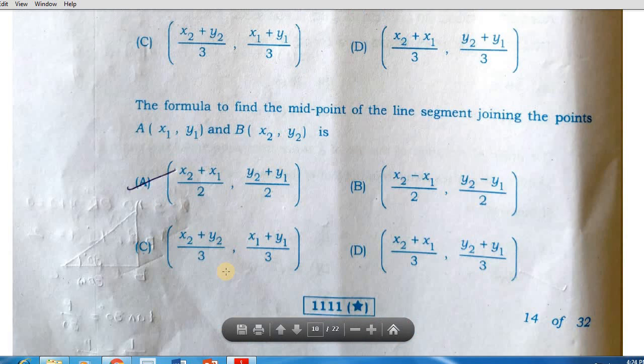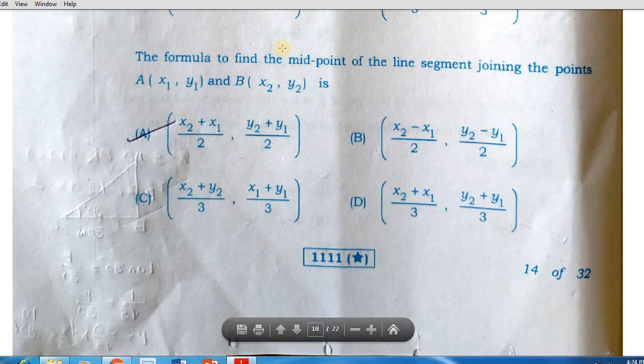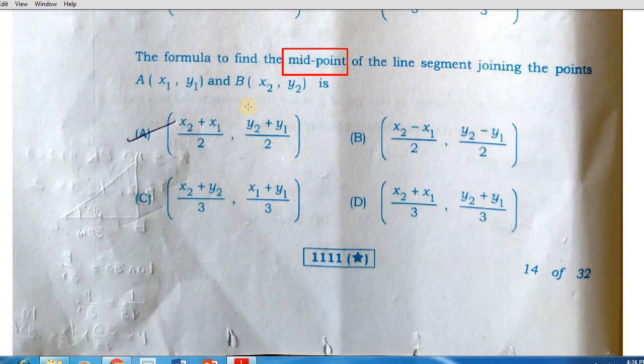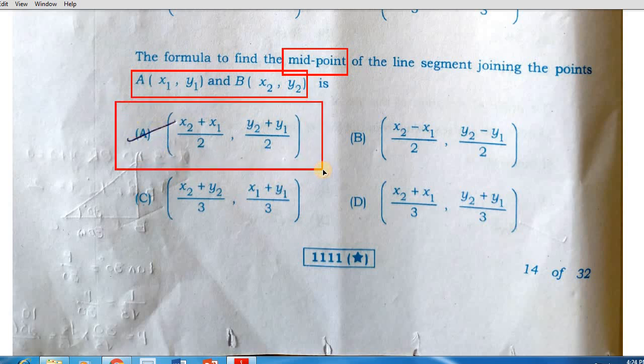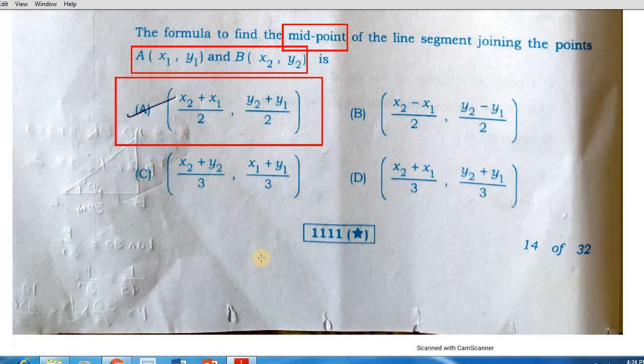Question number 21, children. The formula to find the midpoint of the line segment joining the points x1, y1, x2, y2 is. Here you want to write the section formula, and in the section formula here the point is the midpoint. Hence option A is right, x2 plus x1 by 2, y2 plus y1 by 2.